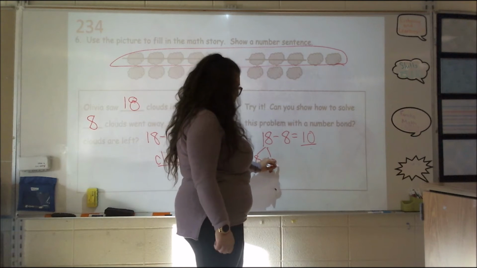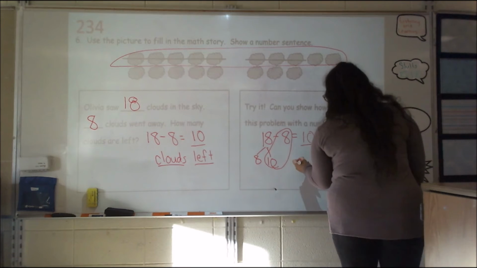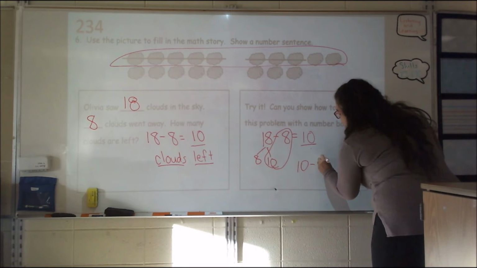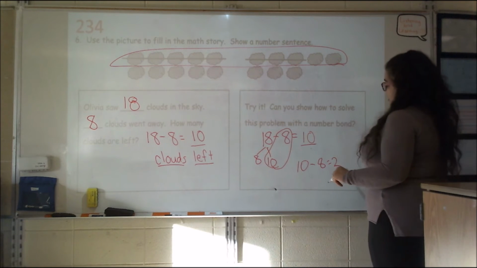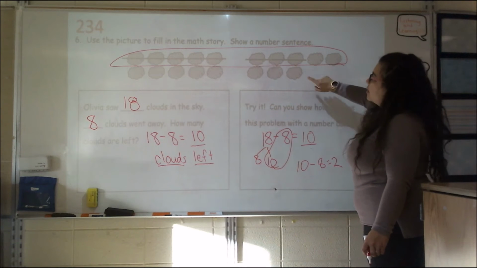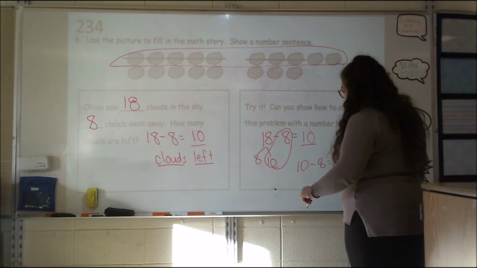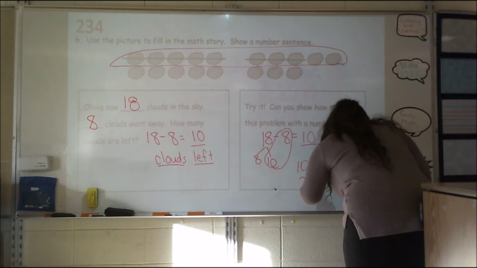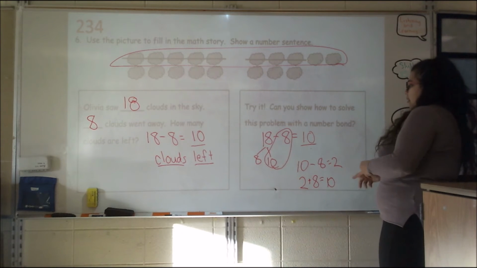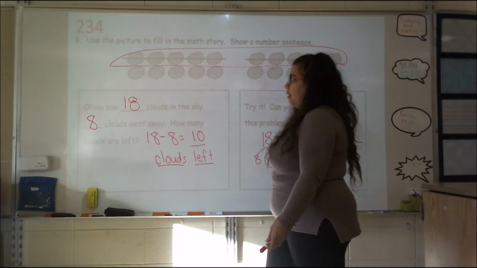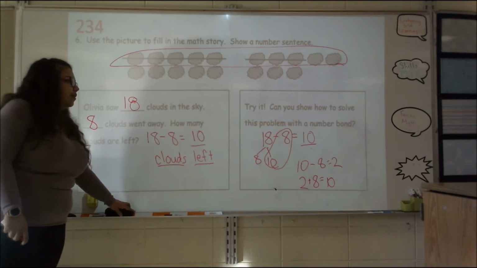So what we're saying here is that 10 minus 8 we find is equal to 2. So now let's put this piece that's left in the group of 10 together with the other part, right? So 2 plus 8 is equal to 10 clouds. Oh look, it worked. All right, let's practice a couple more together.